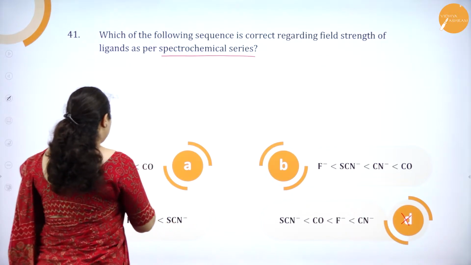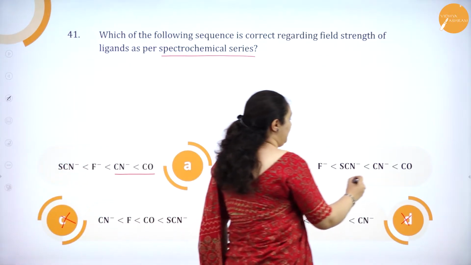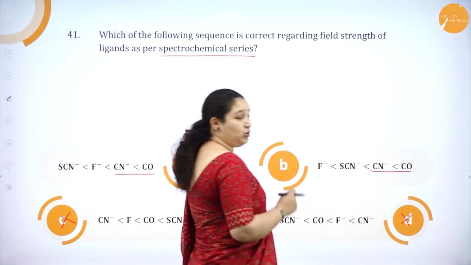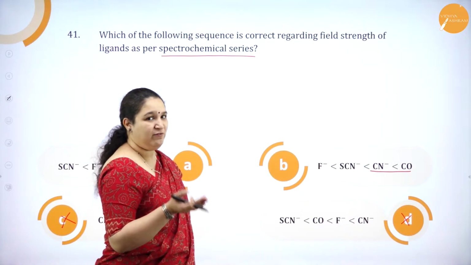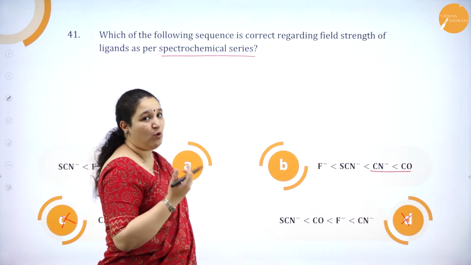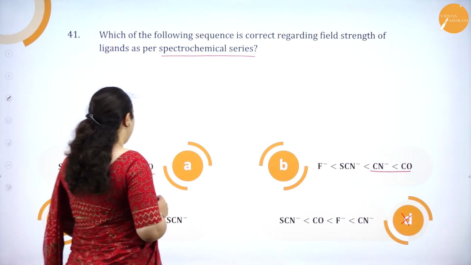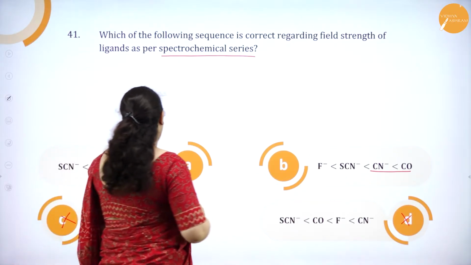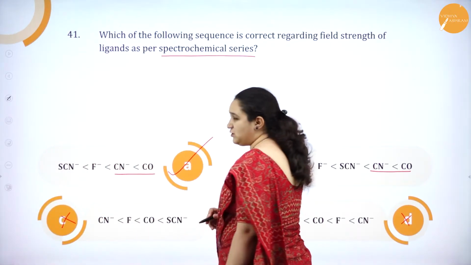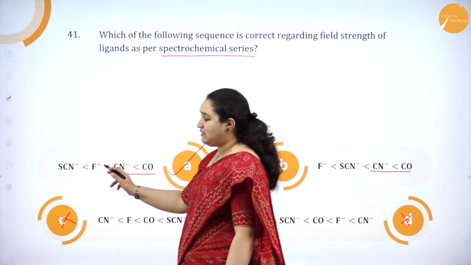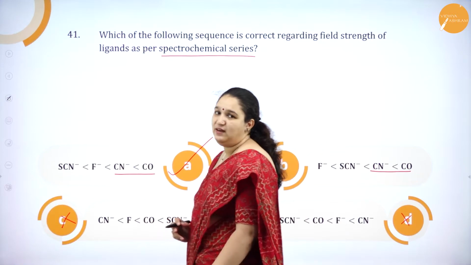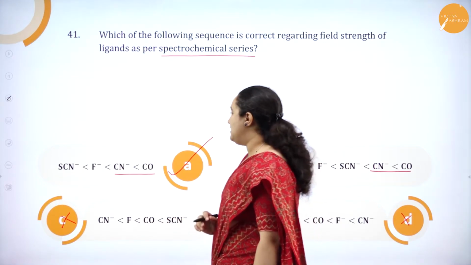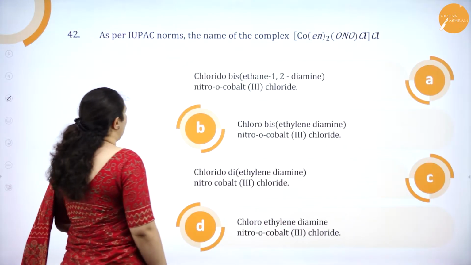But see, option A and option B are the same in the end. So you have to know whether SCN minus is less than F minus or more than F minus. The correct option here is option A, where F minus has a little higher field strength than SCN minus. So that is the 41st question.